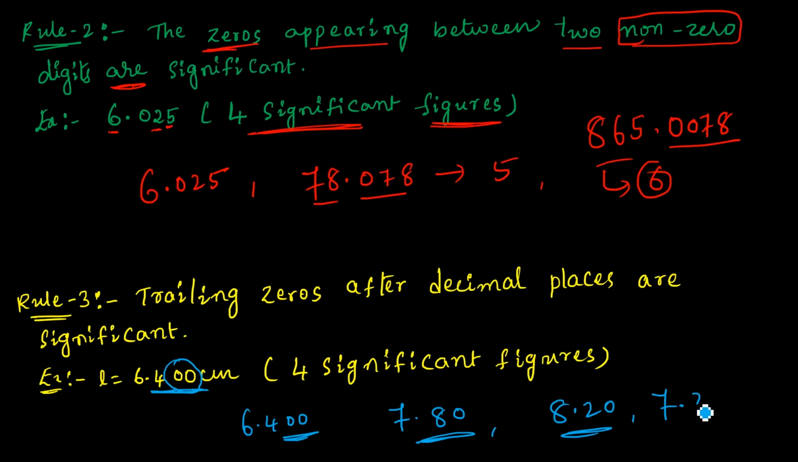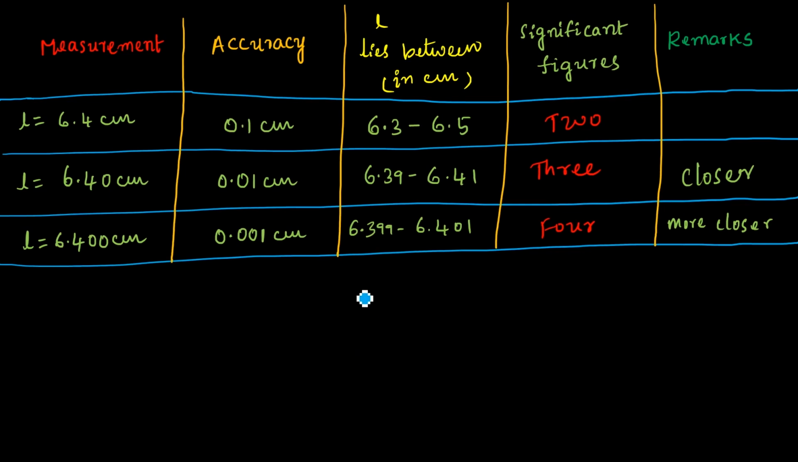7.230, these zeros we can also consider significant figures. Here we are talking about zeros. So here you can take examples. I already said it depends on accuracy. These are measurements: L equal to 6.4 centimeter. There is an accuracy, a least count, right? So that needs to be added.